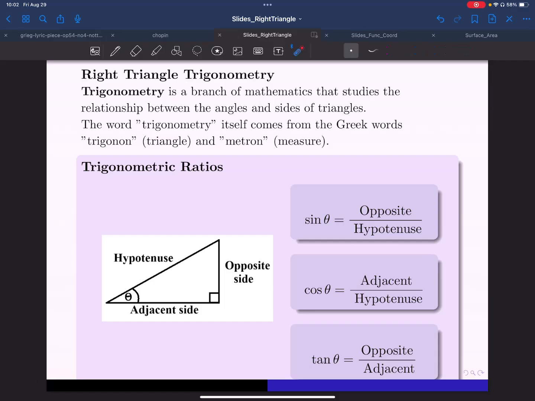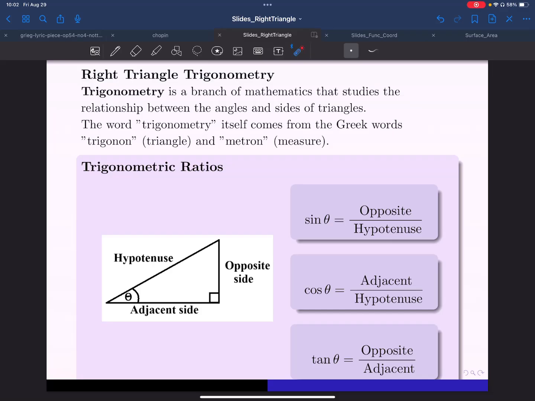In right triangles, we also use trigonometry. Trigonometry is a branch of mathematics that studies the relation between angles and sides of triangles. The word trigonometry itself comes from Greek words. Trigon means triangle and metron means measure, trigonometry.